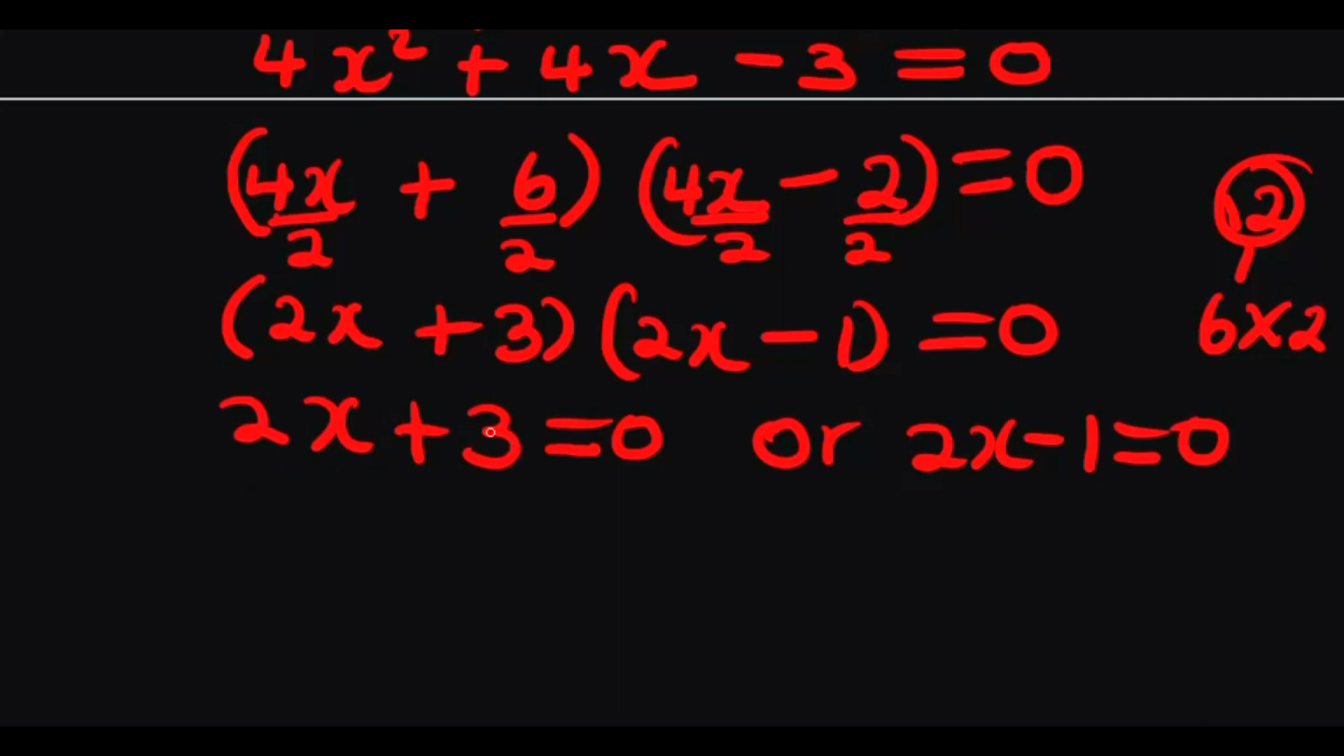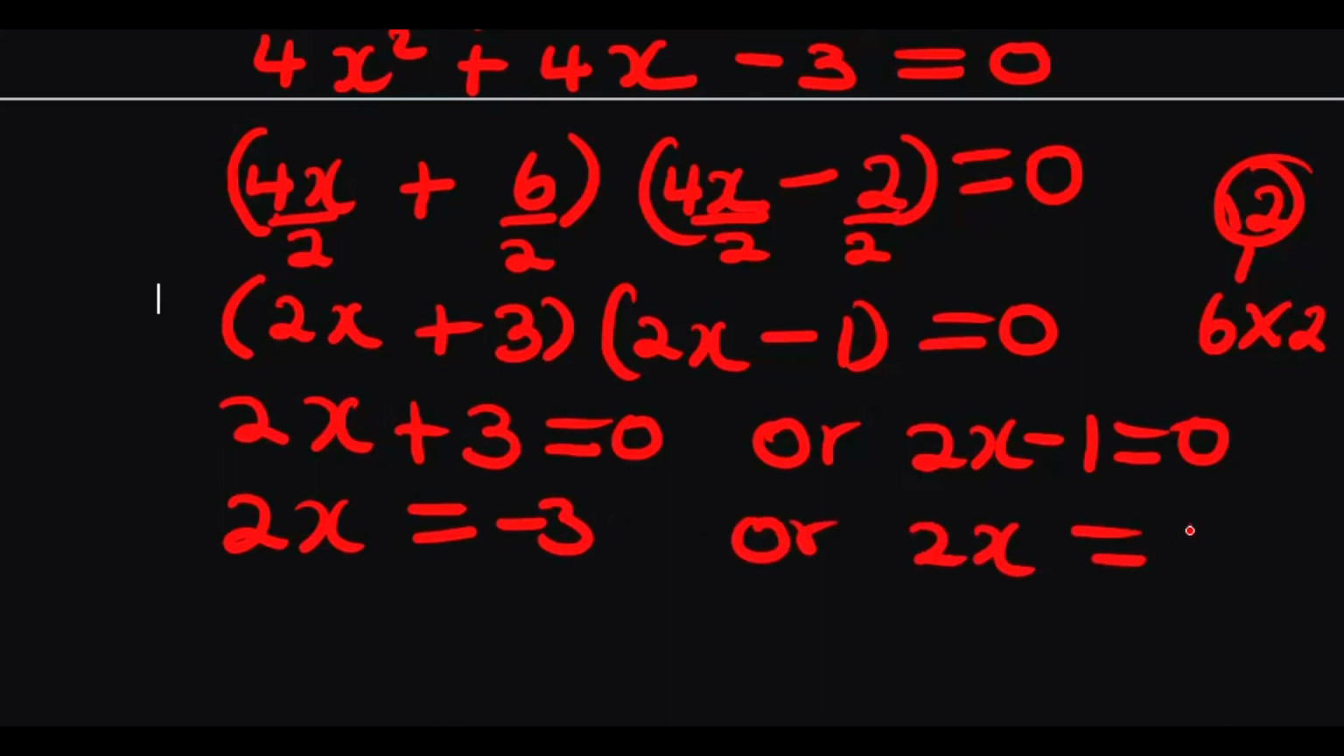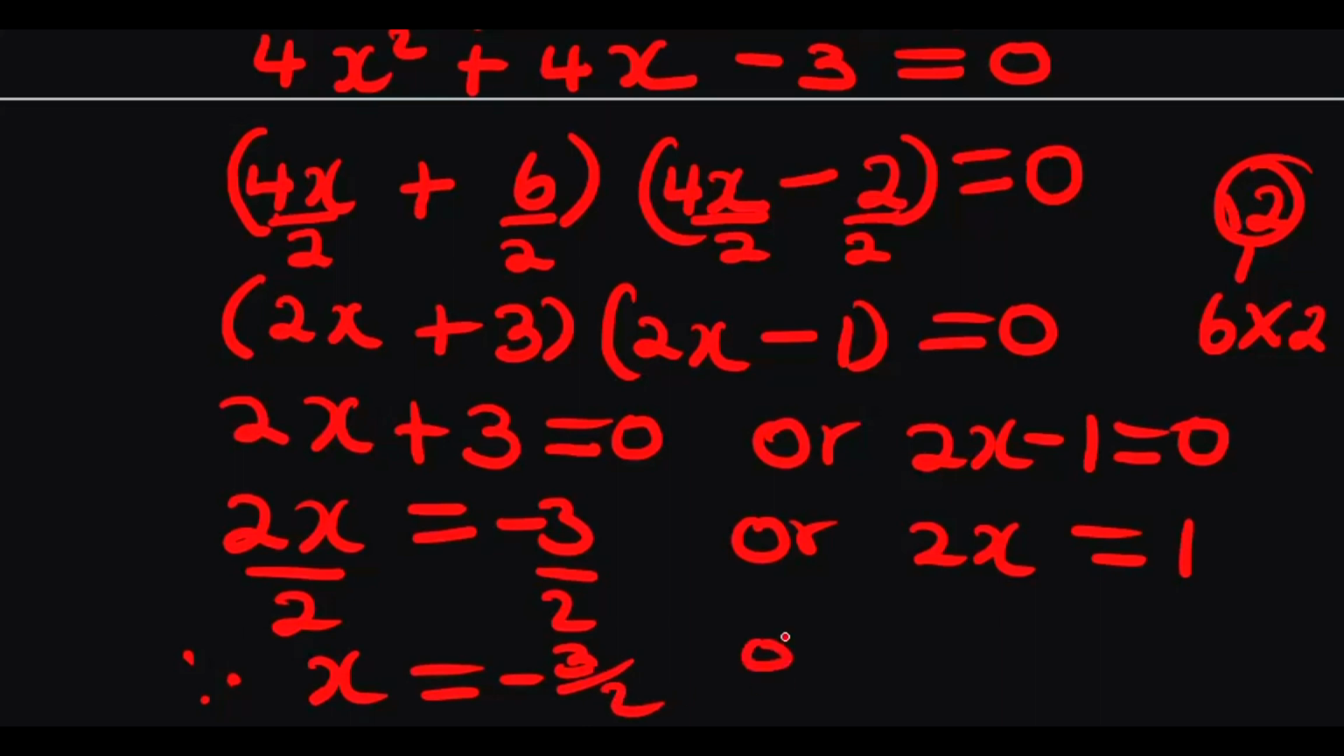Then we need to transpose this positive 3, which means we'll have 2x is equal to negative 3, or 2x is equal to positive 1. Divide both sides by 2 here. Therefore, x is equal to negative 3 over 2, or, dividing both sides by 2 also here, x is equal to positive 1 over 2.